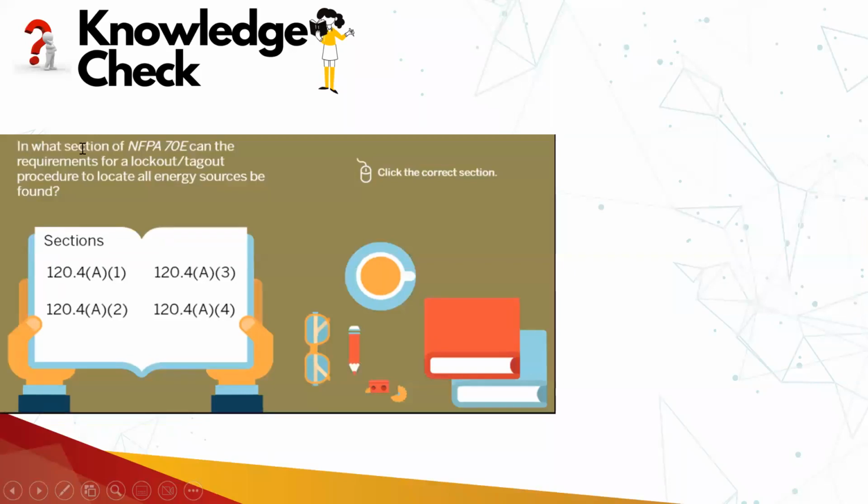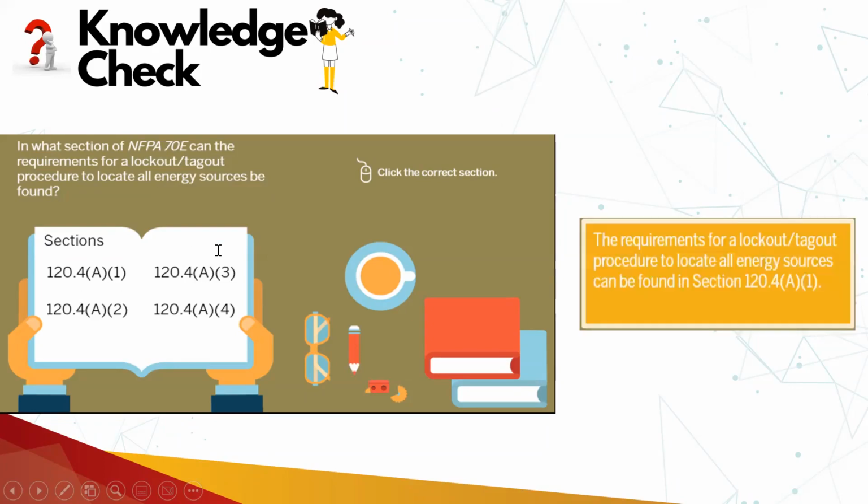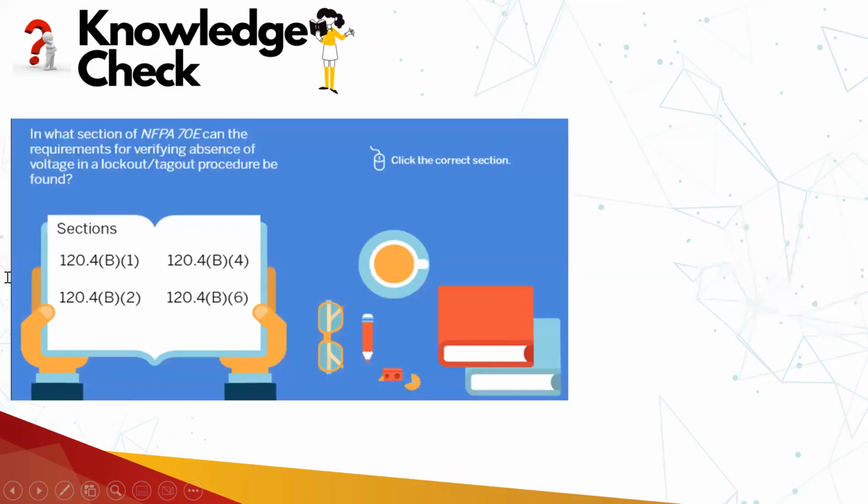Another type of question: in what section of NFPA 70 can the requirements for lockout and tagout procedure to locate all energy sources be found? So this is related to the planning requirement, and we see that 120.4A1 is where it talks about locating all the energy sources. So this is the right answer.